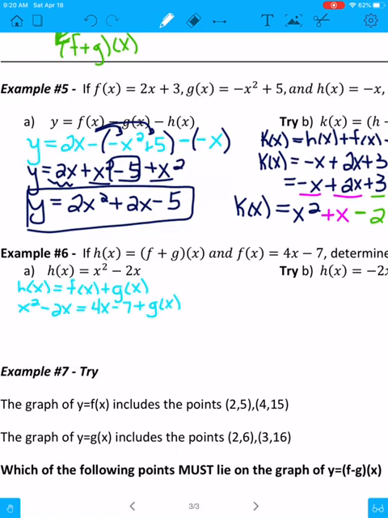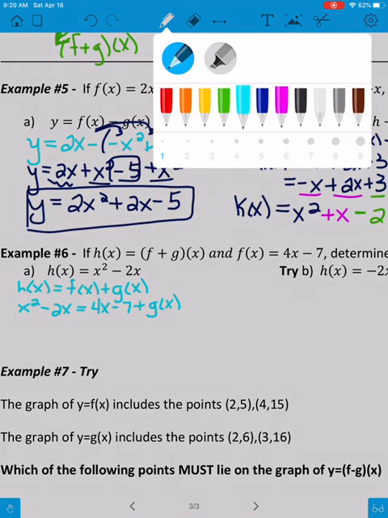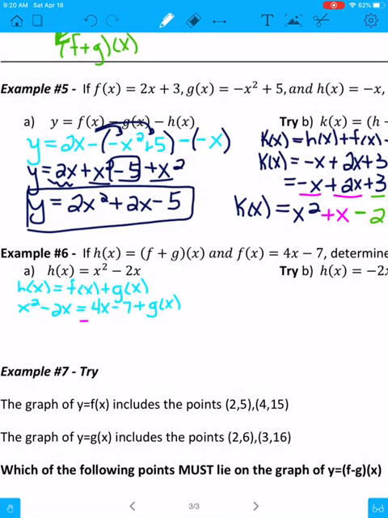And now I need to just get g of x by itself. How do I do that? I subtract 4x and add 7. Subtract 4x, add 7. So now I have x squared minus 4x minus 2x, so minus 6x plus 7 equals g of x.